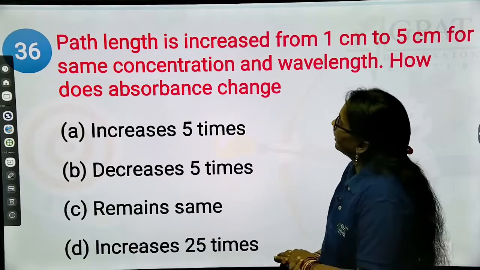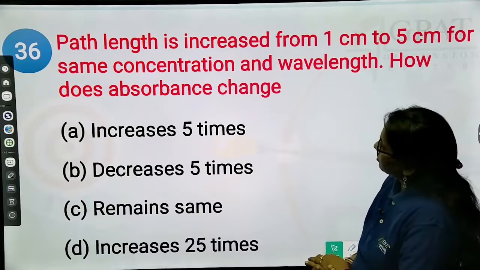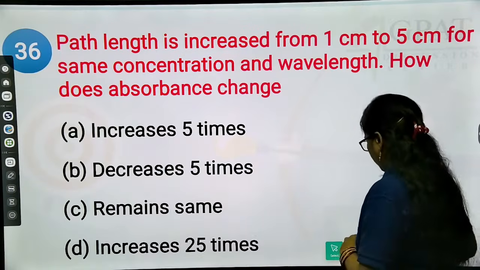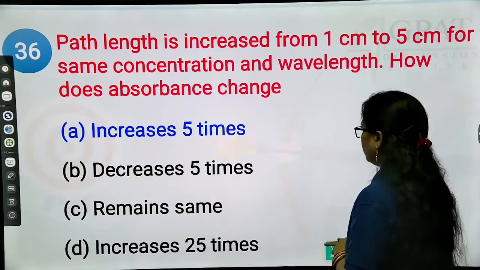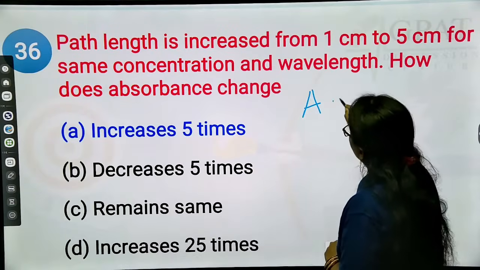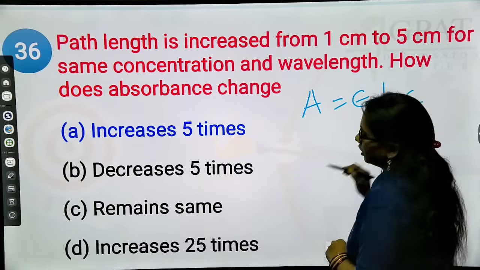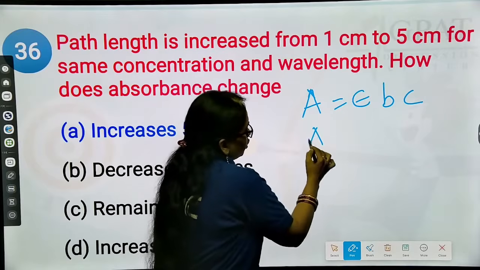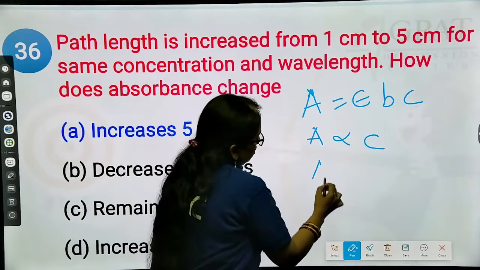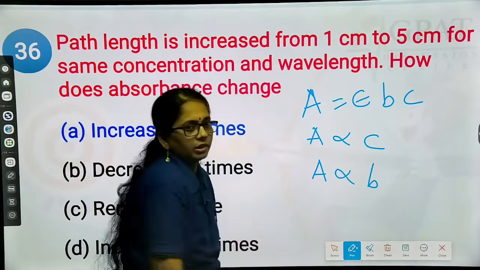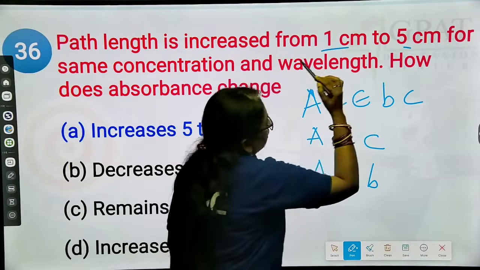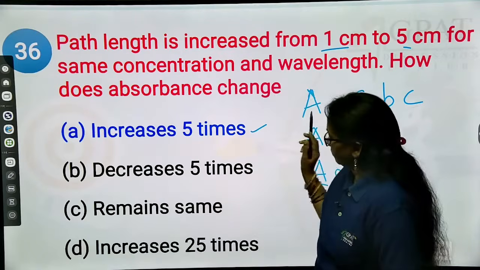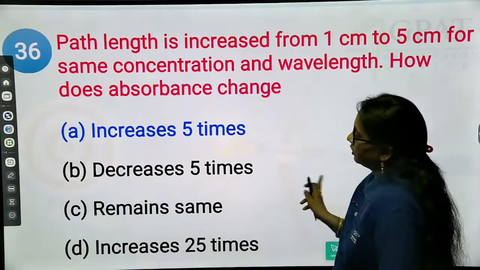Next, path length is increased from 1 to 5 centimeters for the same concentration and wavelength. How does the absorbance change? Very easy question here, because we know that path length and concentration are directly related to the absorbance by seeing this equation. So absorbance is directly proportional to the concentration, absorbance is directly proportional to the path length. So if you increase the path length 1 to 5 centimeters, absorbance will also get increased 5 times. So option A, it is going to be the right answer.